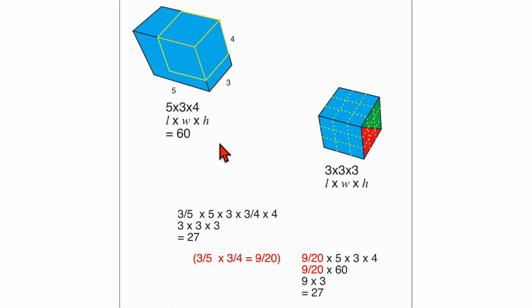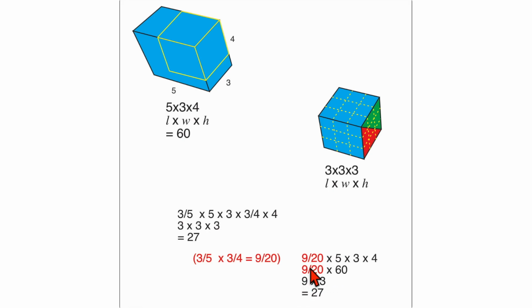So once again, calculate the volume of the cube using the dimensions of the second prism. So this is 3/5 of 5 times 3, which is the width, times 3/4 of 4, which is the height. So that equals 3 times 3 times 3 equals 27 cubic units.